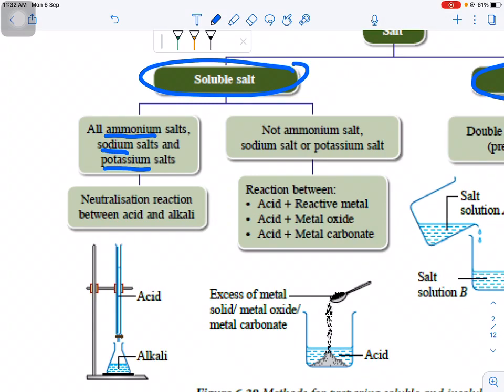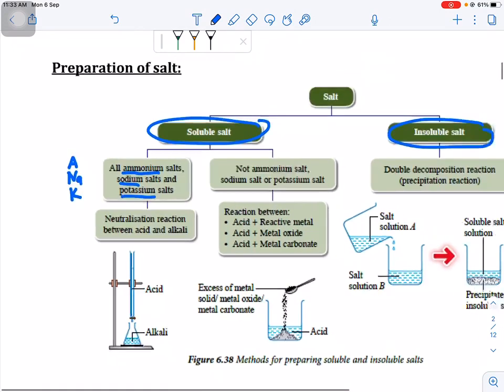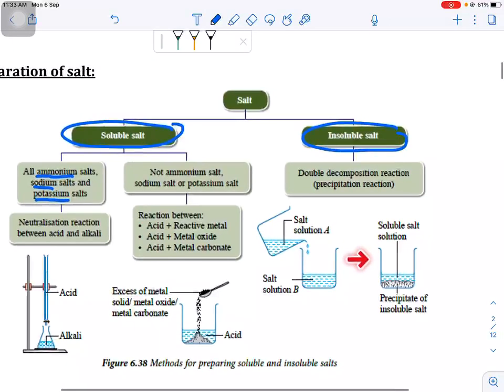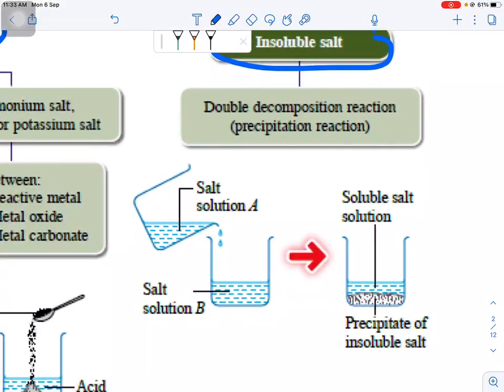So I'm more comfortable mentioning ANAK: ammonium, and A for sodium, K for potassium. So for ANAK salt, I'm going to use acid and alkali. Other than ANAK salt, I'm going to use three methods. For the insoluble salt, we only have one method, known as double decomposition.